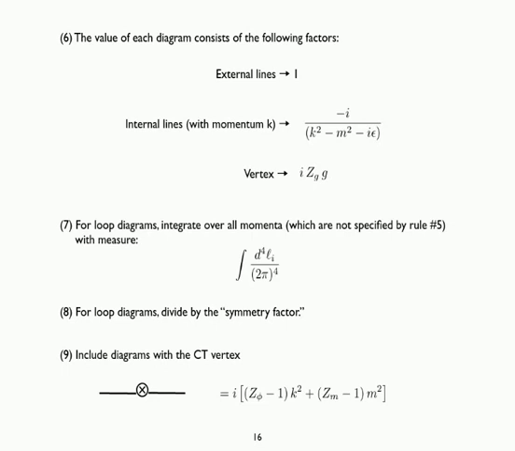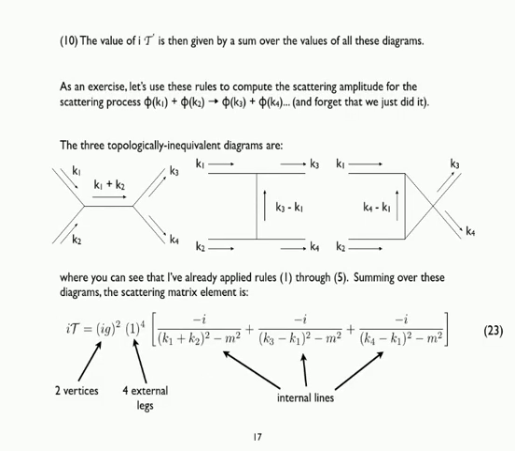Well, in the case where you have loops present, because loops are going to give you infinities, and infinities are going to cancel off with these counter terms. So that was the recipe.